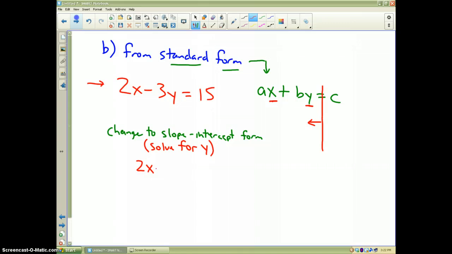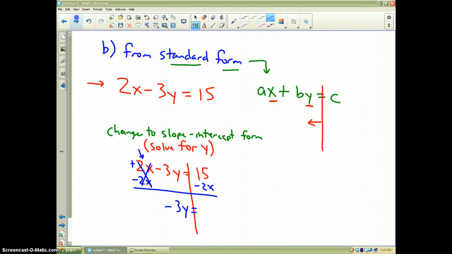So I'm going to take 2x minus 3y equals 15, and I'm going to draw the balance scale. The first thing that I'm going to do is we always get rid of the x term. It's a positive 2x, so I'm going to subtract 2x from both sides. When I do that, these cancel out, and I get negative 3y equals negative 2x plus 15. Now I'm going to write this up here a little higher. Negative 3y equals negative 2x plus 15.